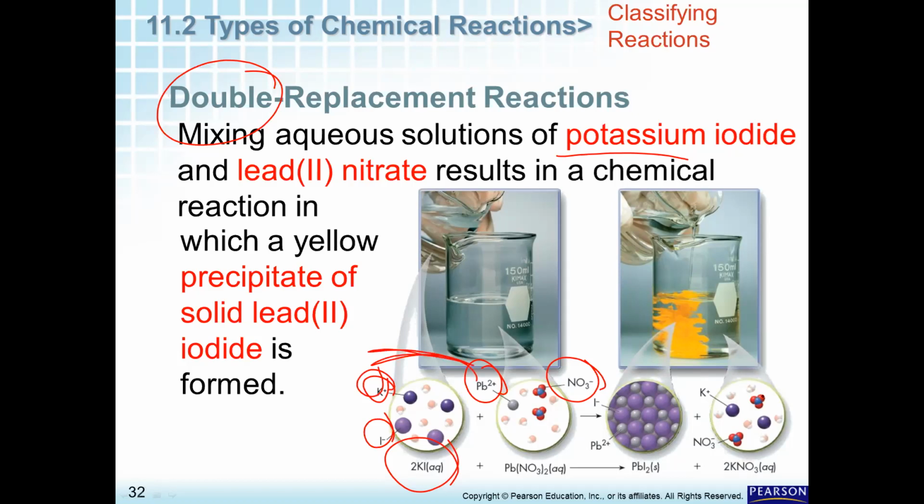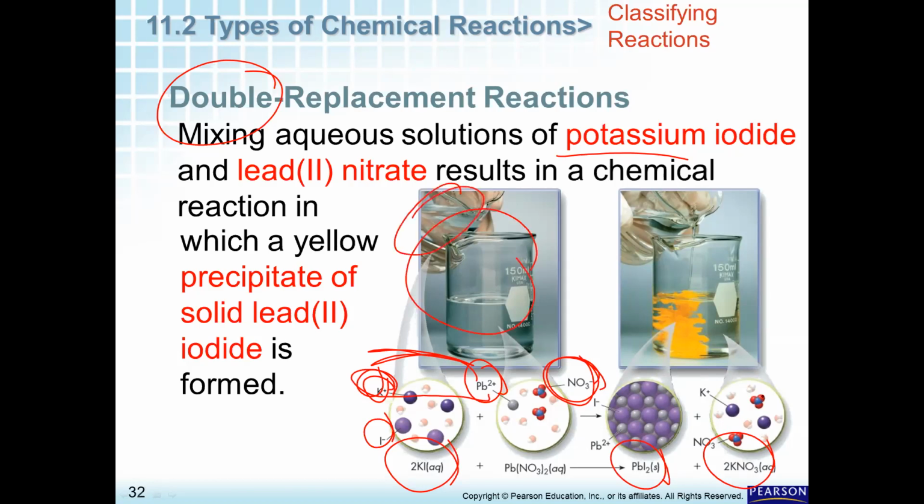The positive ions, each one takes the place of the other. The potassium will replace it and will interact with the nitrate. That's why we produce potassium nitrate. Lead will react with the iodine to produce lead iodide. Lead iodide is a solid. That's the way we know that the reaction happened, because we started with two clear solutions.